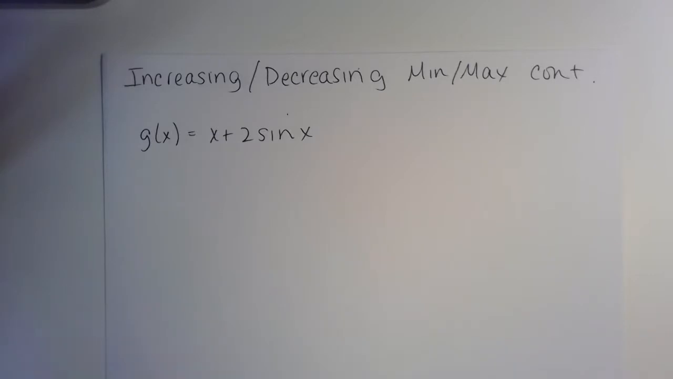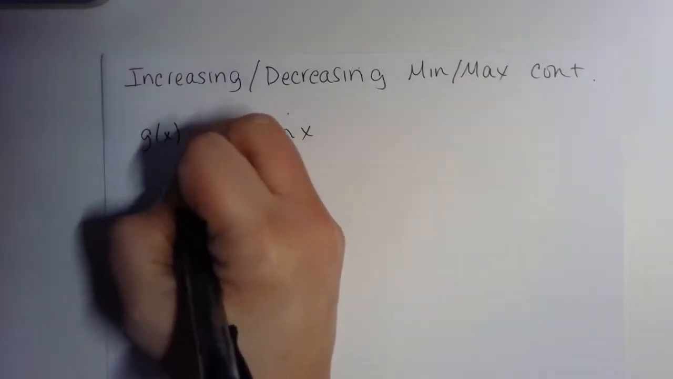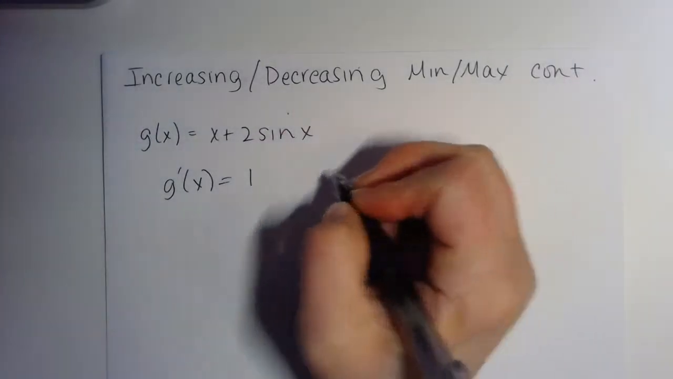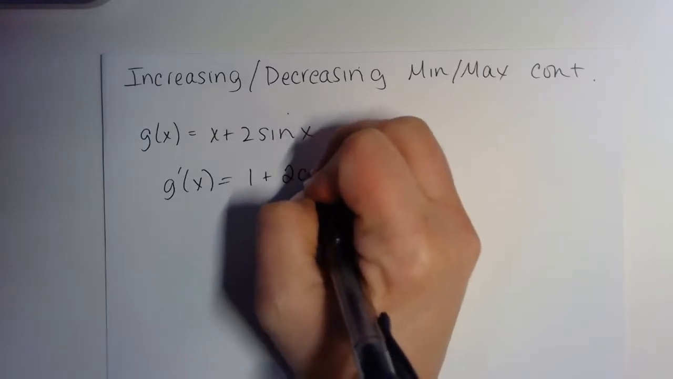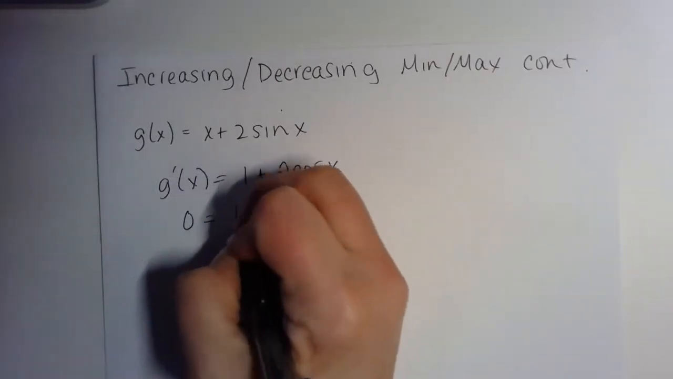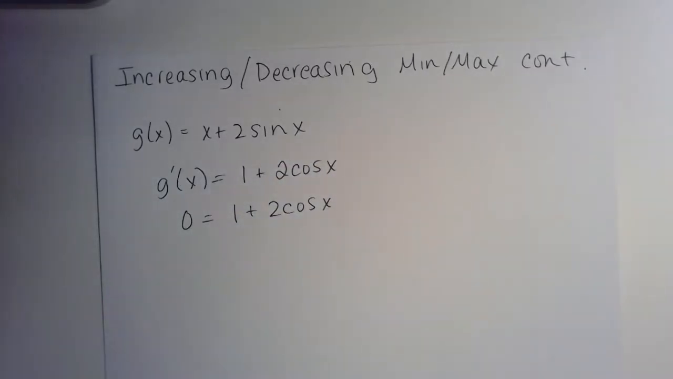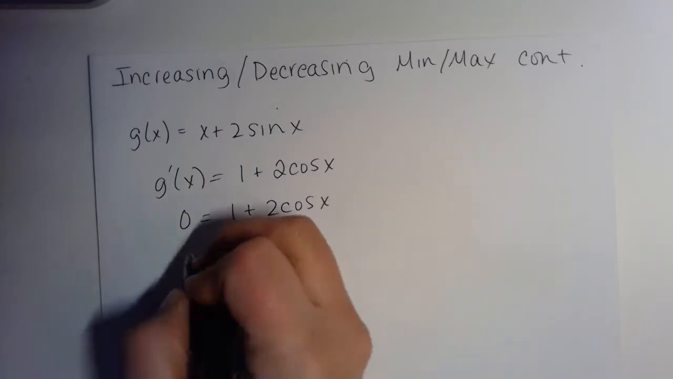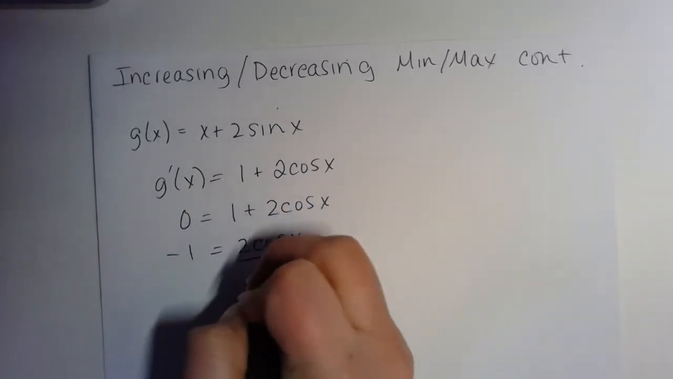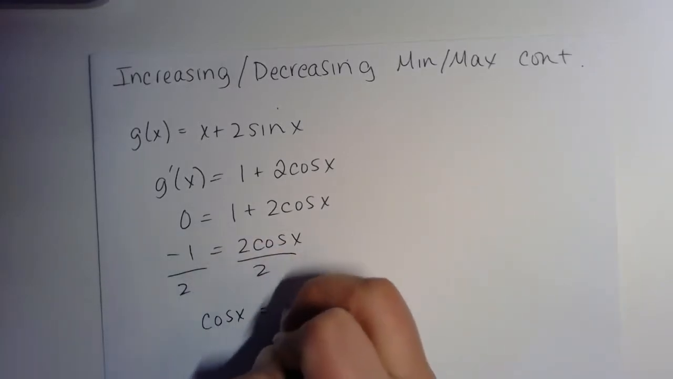Okay, so to find my intervals of increasing and decreasing and my min and max, I know that I need to find the first derivative and find the critical points of the first derivative. So g prime of x in this particular case, derivative of x is 1, and the derivative of 2 sine is 2 cosine of x. So I'm going to set this equal to 0. So I get 1 plus 2 cosine of x equals 0. I will solve for cosine, so I'm going to move the 1 to the other side and divide by 2, and that gives me cosine of x equals negative 1/2.